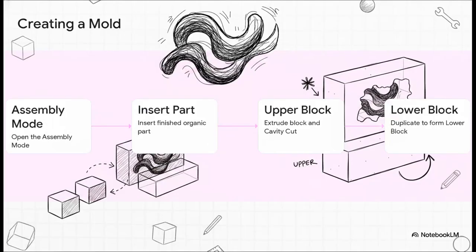And finally, once you have that beautifully sculpted organic shape, how do you actually manufacture the thing? Well, you create a mold. You bring your finished part over into assembly mode, you insert a brand new part to act as your solid metal block, and then you use the incredibly powerful cavity feature to rapidly subtract your organic shape right out of the block. You do this for an upper block, duplicate it for a lower block, and boom, just like that, you've created a functional, ready-to-machine mold.